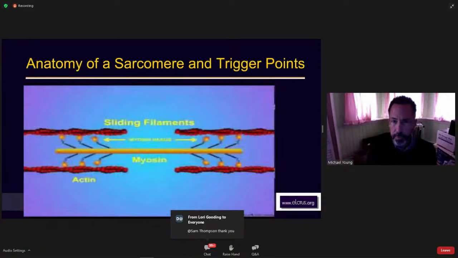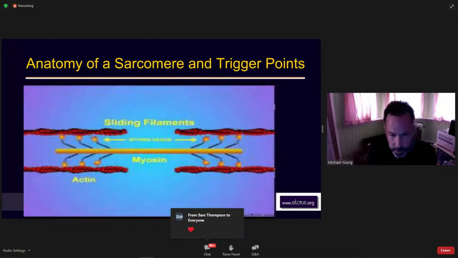So the anatomy of sarcomeres, I don't know, maybe you guys remember biology. This slide didn't come out well. There's sliding filaments with skeletal muscles, actin and myosin filaments, and it's like a ratchet kind of thing.